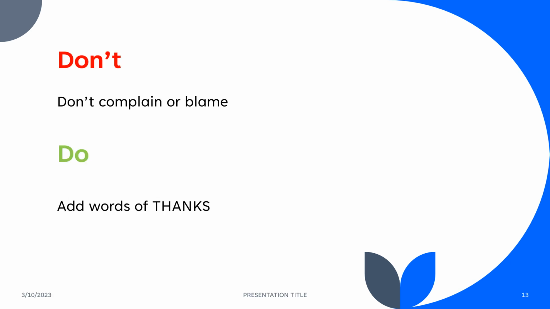If you are asking your reader to do something for you, keep that to 1 or 2 requests. Another thing I want you to avoid is sounding like you are complaining or blaming your reader. This puts the reader on the defensive. It makes them less likely to do what you are asking of them.